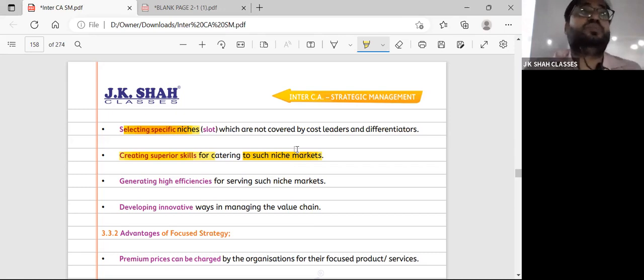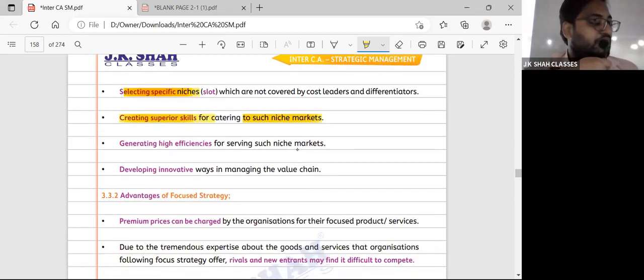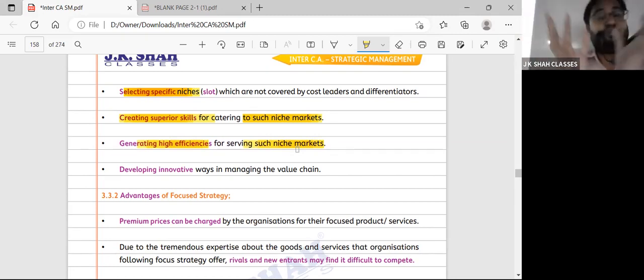So what I need to be? I need to be efficient. I need to be efficient. So I need to generate high efficiency for such a niche market. You have limited customers. If you have limited customers, you will have to be efficient. So what you need to do, you need to come up with innovative ways to get the work done.